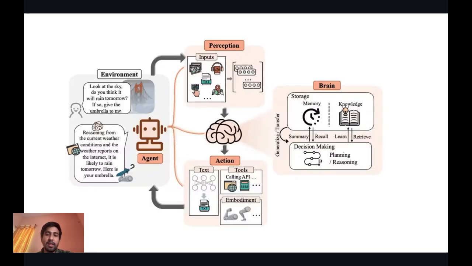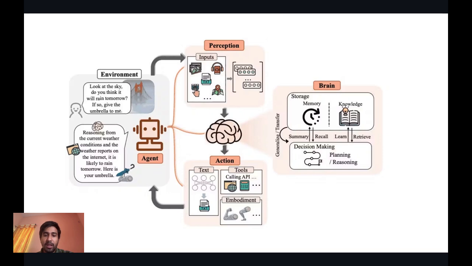So in this image you can see the basic components of an AI agent. Here the perception includes inputs like text files, audio files, video files, or different formats. And these inputs are processed by the brain. Here storage and memory are there, and a knowledge base will be there. And for decision making and planning there will be a component also. So this will help to remember things and make planning and reasoning decisions.